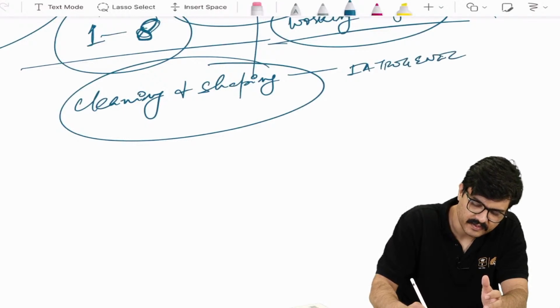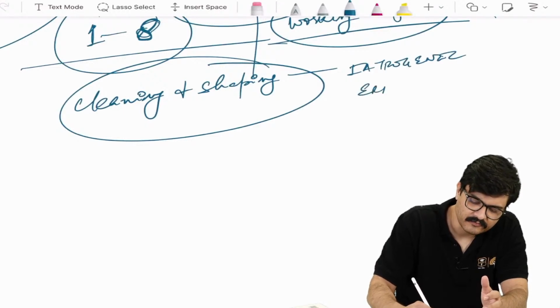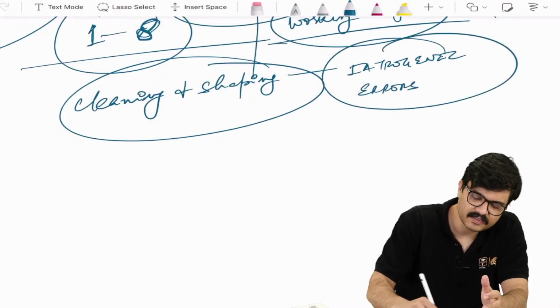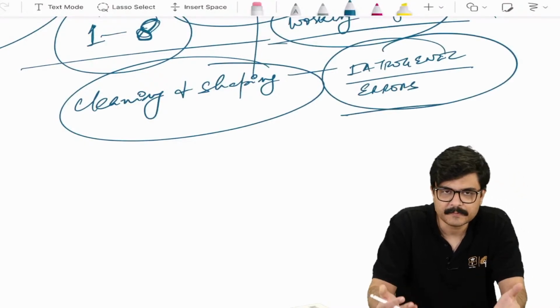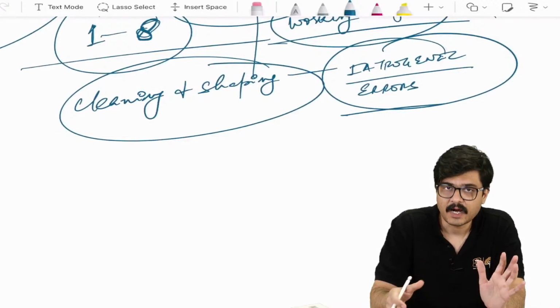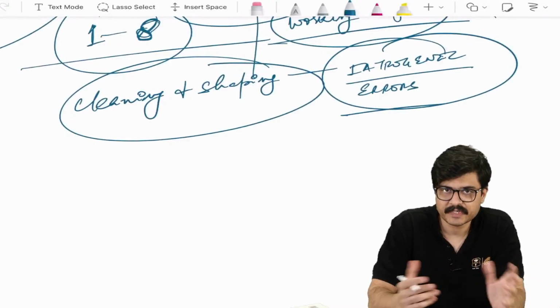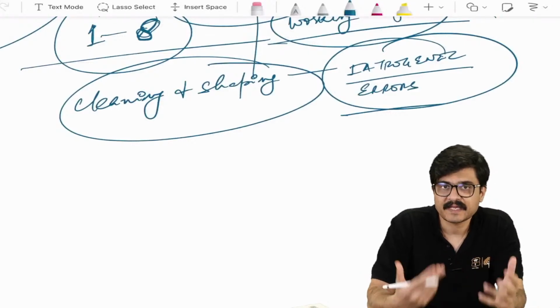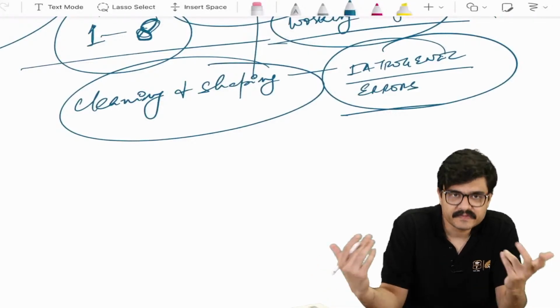Along with cleaning and shaping, guys, please do the applied part, that is iatrogenic errors. And how do you prevent them? And how do you manage them? So, for example, the different types of apical transportations, type 1, 2, and 3. How do you manage a type 1, if at all any specific management is required? How do you manage a type 2 apical transportation or an apical zip? How do you manage a type 3 apical transportation or an apical zip, right?